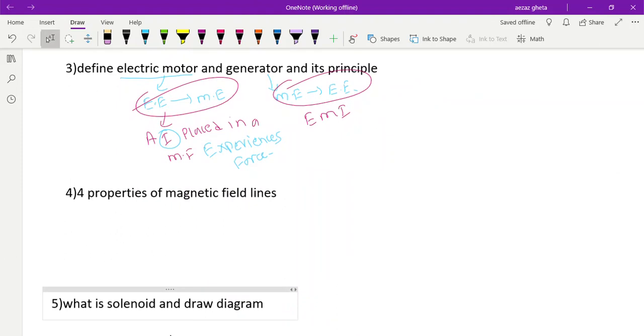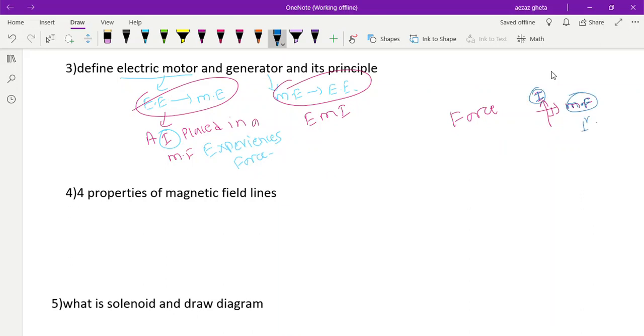Understood? And remember, the mechanical force will be maximum when the magnetic field and current are perpendicular to each other. Current and magnetic field are what? Perpendicular to each other. You understood, everybody?